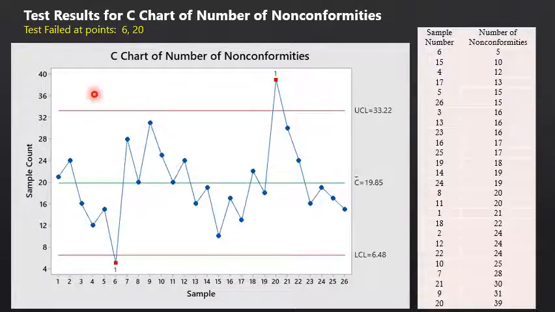So now with the help of the center line, upper control limit, lower control limit, and the given data table, we draw a C chart for the number of non-conformities. Here I simply rearranged all the samples, that is all the numbers of non-conformities, in ascending order, so you can easily see which points are between the lower control limit and upper control limit, and which samples are out of control.